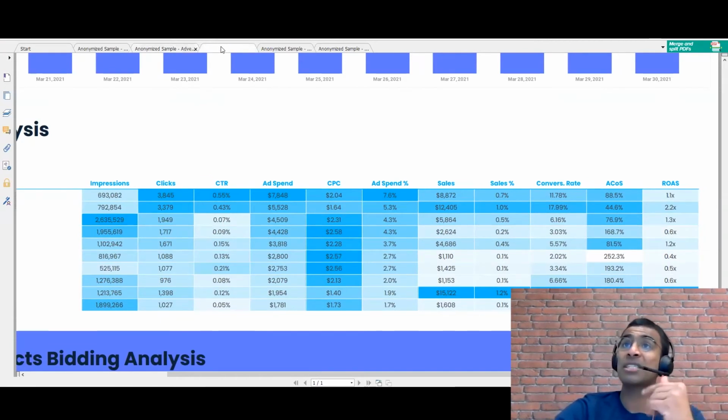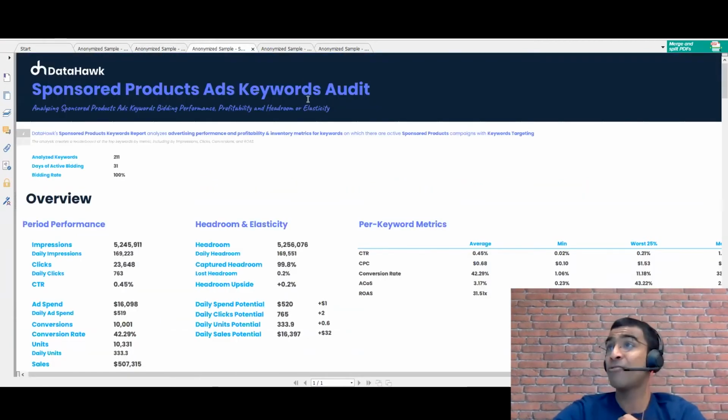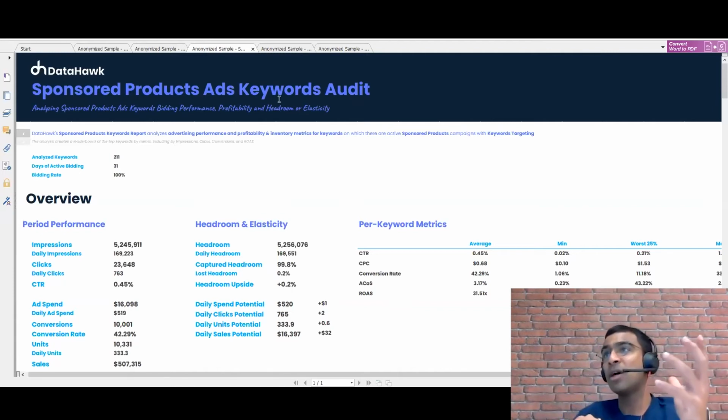Then we have other reports like this one. And this is actually one of my favorite reports. And I think it's one of the most powerful reports that we have. It's called the Sponsored Product Ads Keywords Audit Report. So, on Amazon, when you're advertising, you're bidding on either keywords or products. This one audits your performance vis-a-vis the keywords you're bidding on, right?